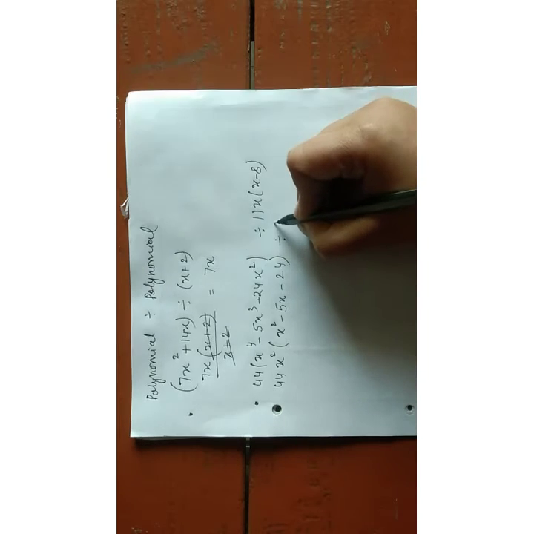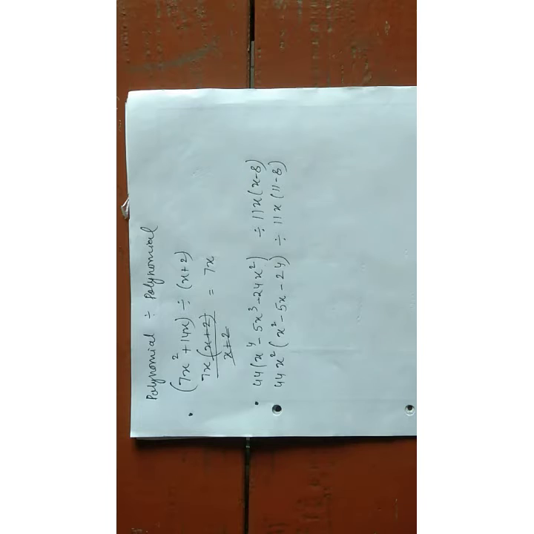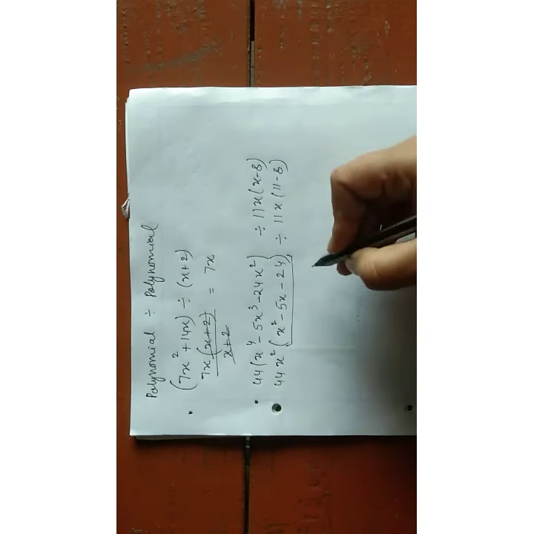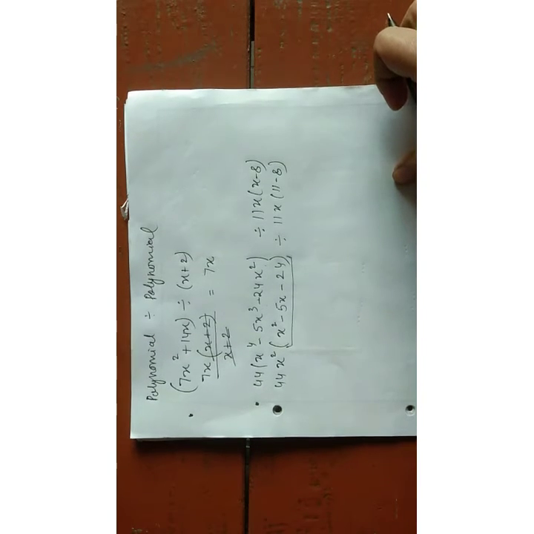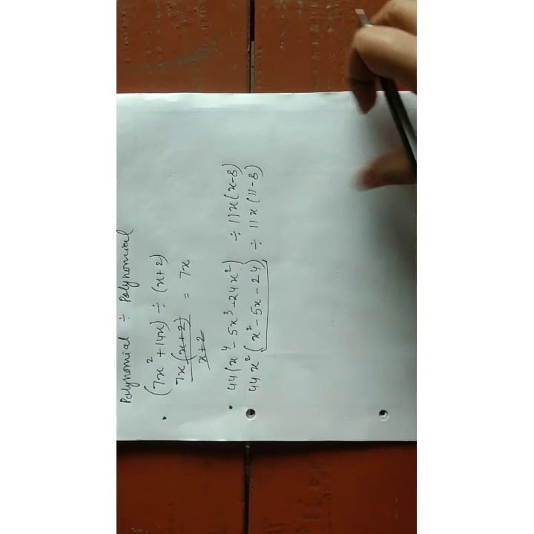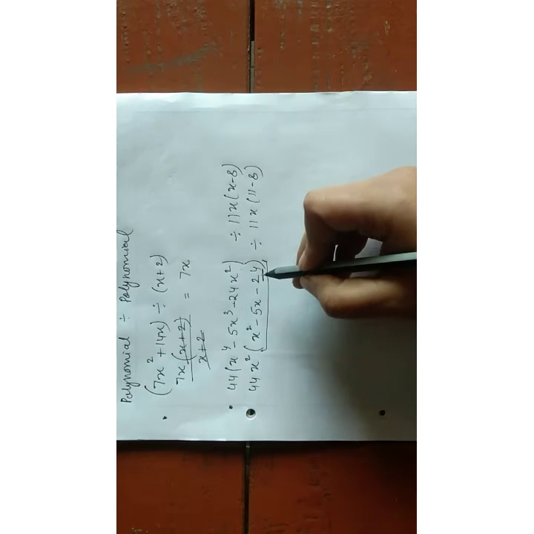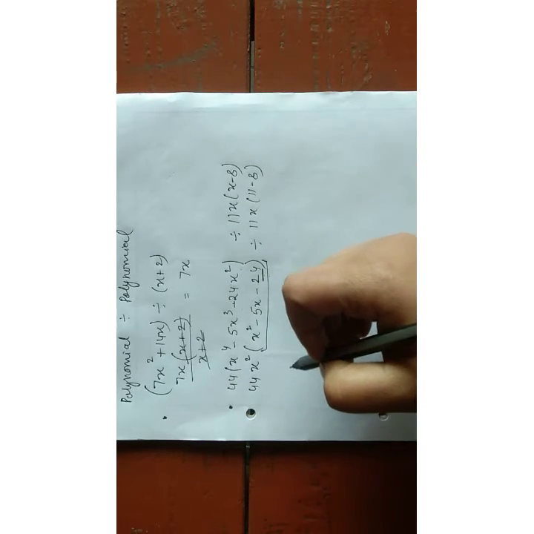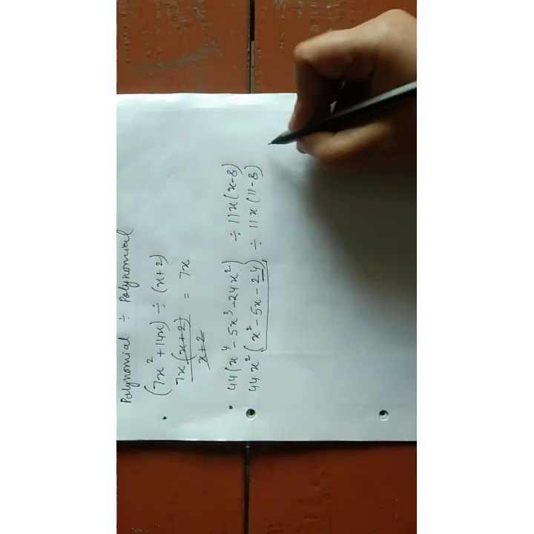And this needs to be divided by 11x, x minus 8. Now see, first of all, we need to factorize this term. How to do the factorization of this particular term? Just check it out. I will check the last term. I will find the factors of the last term for which the addition or subtraction gives the middle one, that is 5. So I will check the factors of 24.